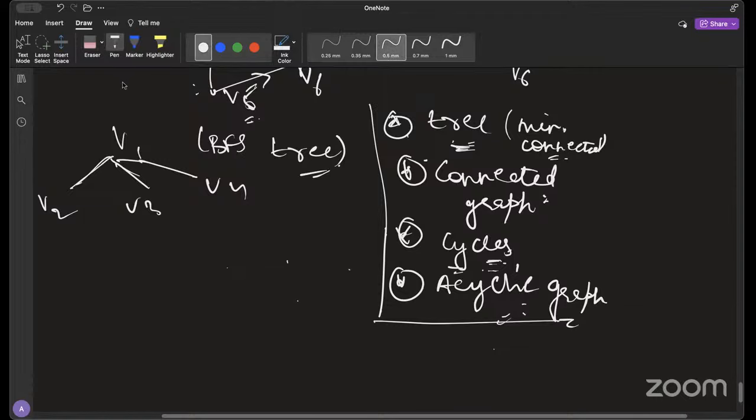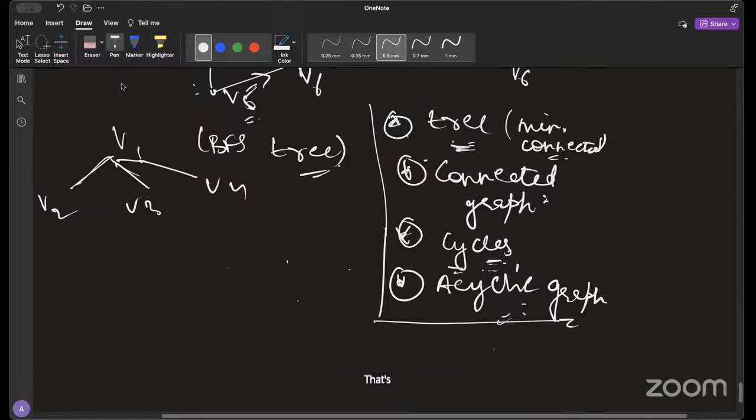Connected has nothing to do with directed or undirected. Connected simply means that from a given vertex you can go to every other vertex via edges. That's all. You need a path from one vertex to every other vertex. If you can go from any vertex to any other vertex, then it's a connected graph. And the minimal connected graph is called a tree.